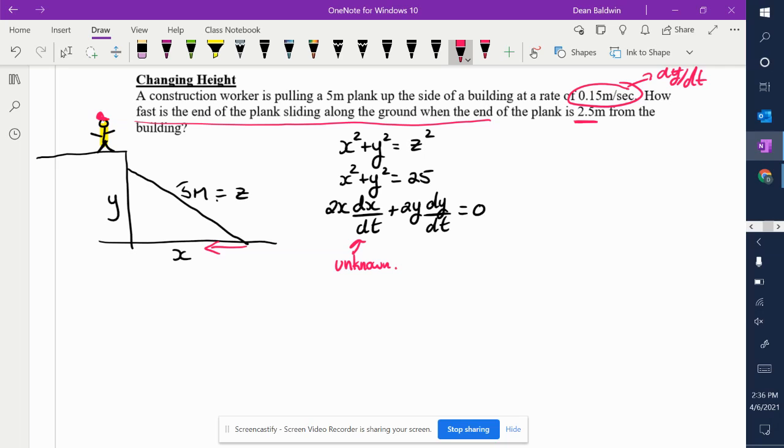X is 2.5, right? Okay. So plug in everything. So I get 2 times 2.5 meters times dx dt plus 2 times, do I know y? I don't know y. So how do I figure that out? Use your formula to figure out y, because we know what x is.